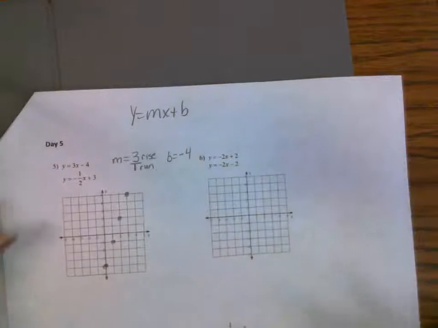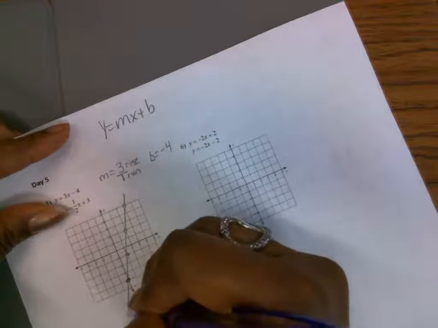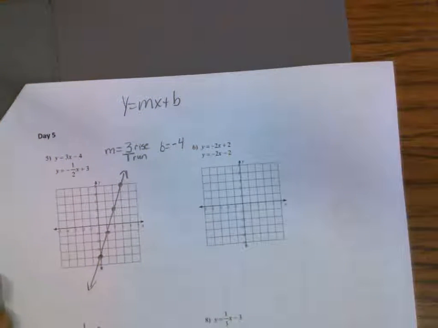Okay. I ran out of space, so now I'm just going to connect my ordered pairs. Please make sure you extend your line and put arrows at the end of your line.